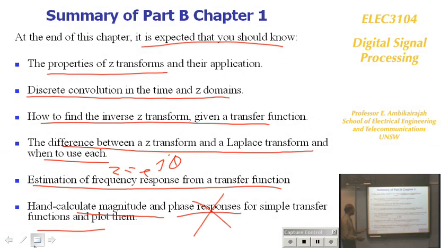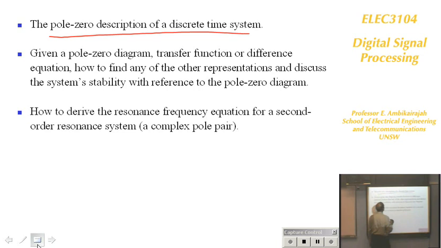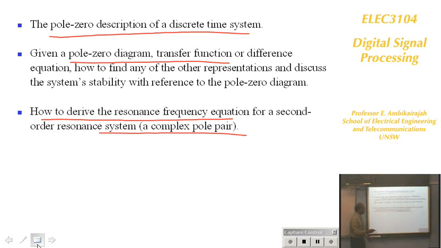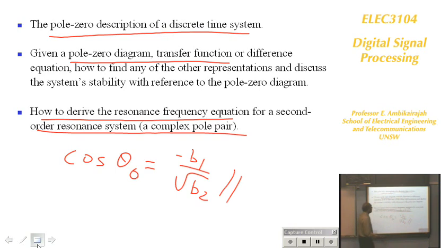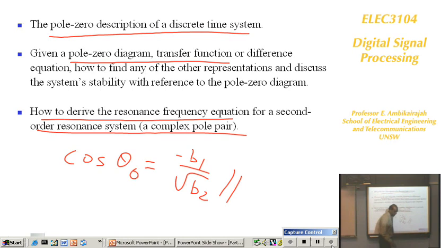And then, pole zero description of a system. You need to know how to do a pole zero description, and pole zero diagram of a transfer function, and how to derive the resonance frequency equation for a second order system. I have shown you a second order system, and calculate cos theta for the resonance frequency, which is, I think, minus V1 over V2, I think. Just check this one, and how to do that. All these calculations that you need to know, everything that I've done is in the lecture notes without any problem. Okay, that's the end of the chapter.